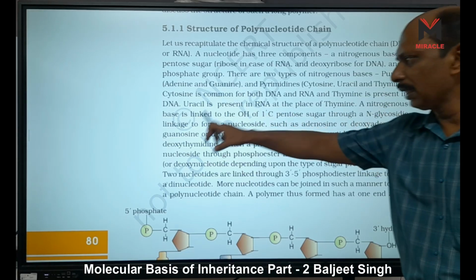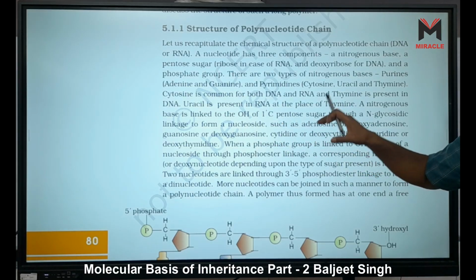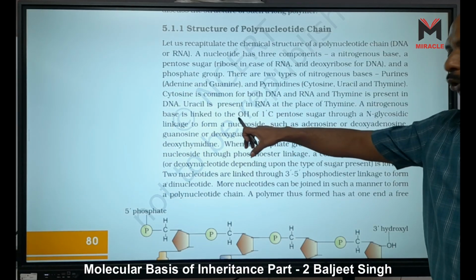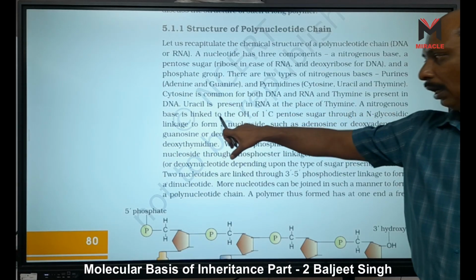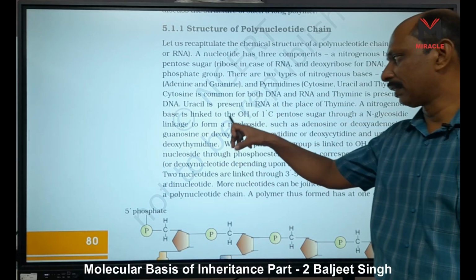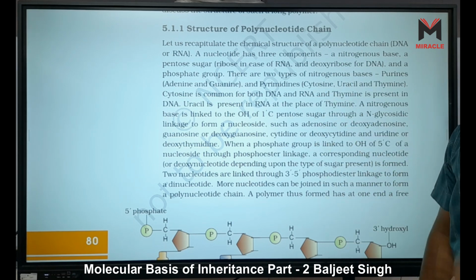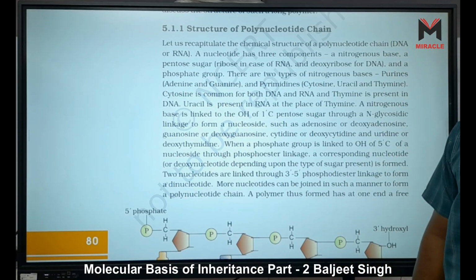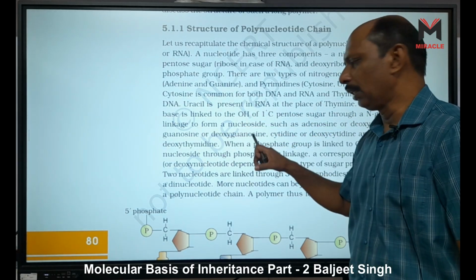A nitrogenous base is linked to the OH group of the first carbon of the pentose sugar. Already we drew the structure and told you many times. The first carbon of the pentose sugar binds with the nitrogen base. If it is a purine, the ninth nitrogen binds with the first carbon of the pentose sugar. If it is a pyrimidine, then the first carbon of the pentose sugar binds with the first nitrogen of the base. Correct? The sugar binds through an N-glycosidic linkage to form a nucleoside.